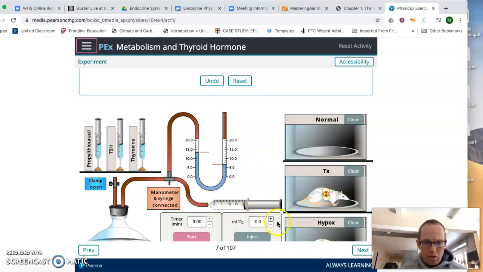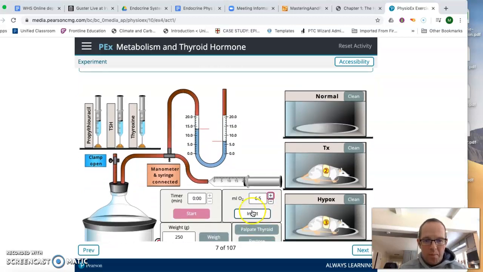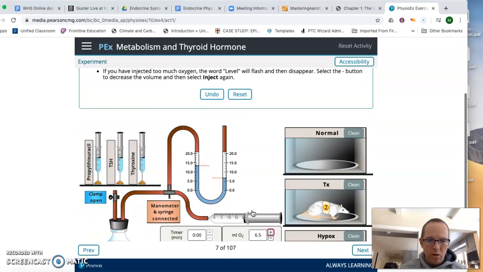So I'm going to start, and this may not be the final value. I'm going to start by injecting 6.5 milliliters of oxygen. That's 13.5 minus 7. And unfortunately, I got to click on it every single time, and we're there. So now I'm going to go ahead and inject.